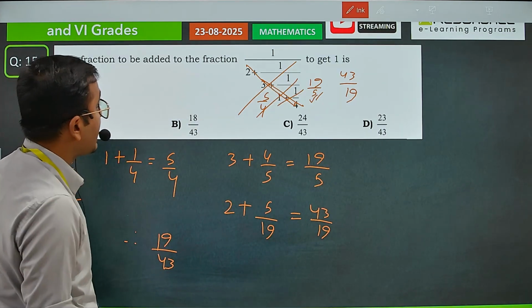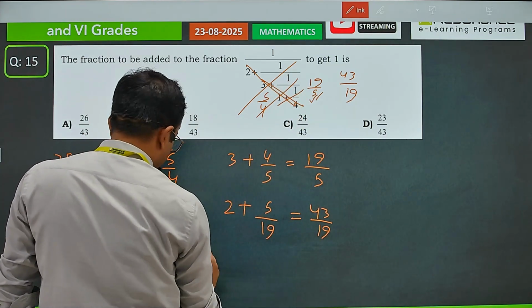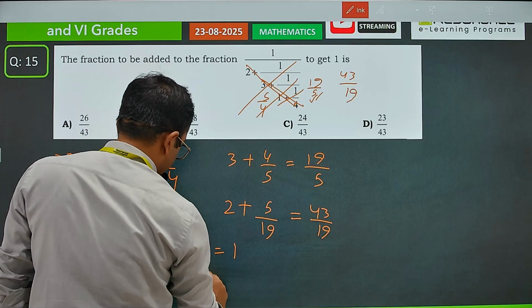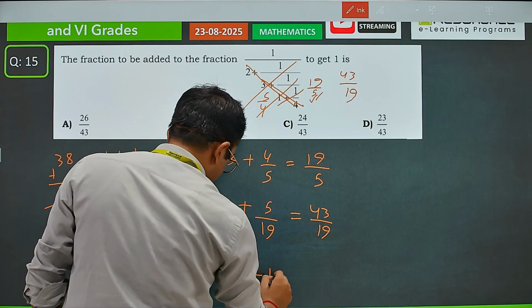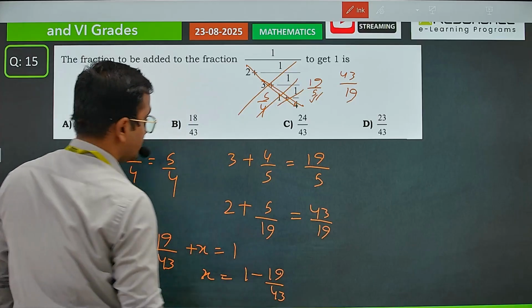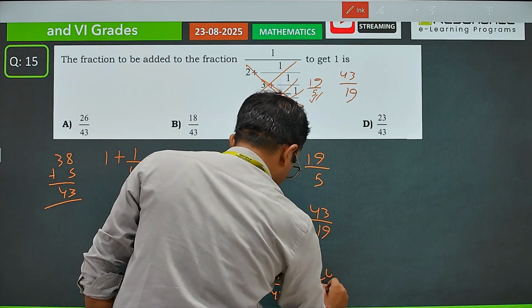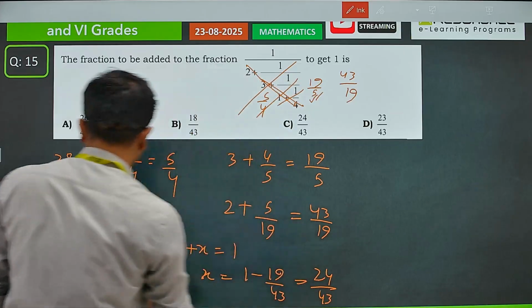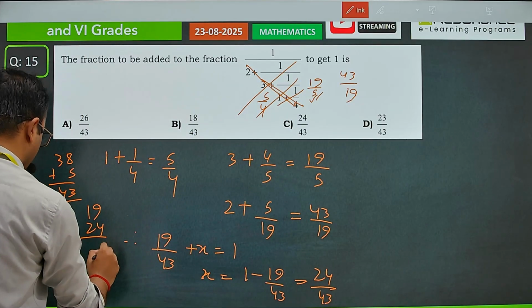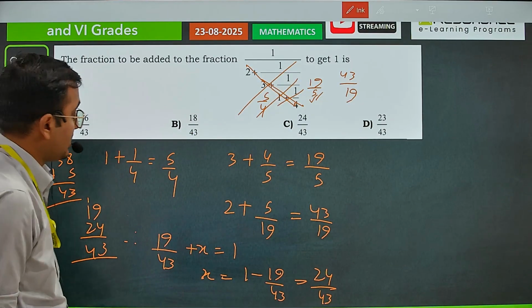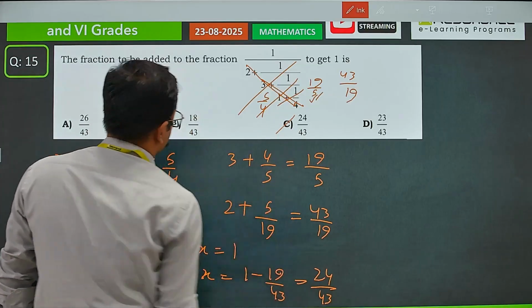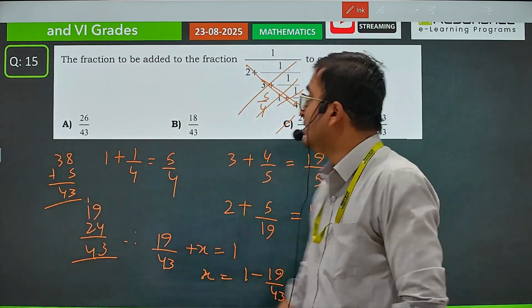But what are they asking? To get 1. So plus x is equal to 1. So x is equal to 1 minus 19 by 43. That gives us 24 by 43, I believe. Just give a cross check. Absolutely right. Okay, so that is 24 by 43. Job done. Okay, moving to the next part.